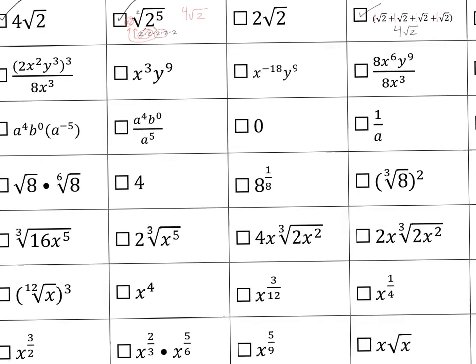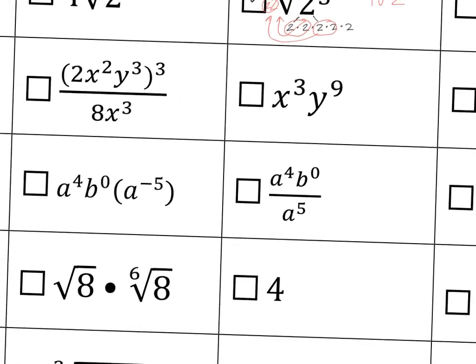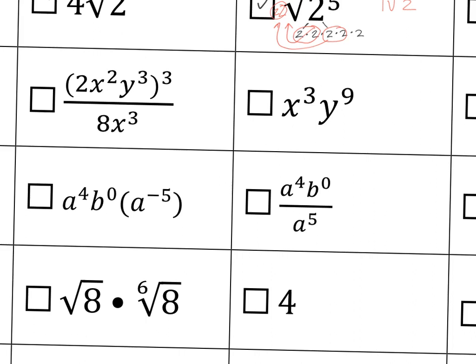Let's take a look at row 2. The first thing I'd like to do for row 2 is to distribute or multiply all of the inside exponents by this power of 3.